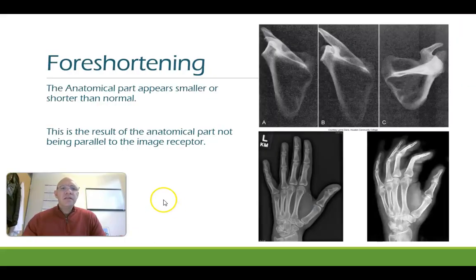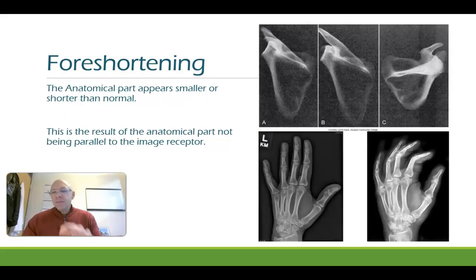All right, the other thing to discuss is foreshortening. And so instead of making the image longer, we're going to make it smaller than it really is. And so if we look at this top example, this is a scapula. So if we just took a scapula bone and we put it in the middle of our plate, we have a perpendicular beam, we would end up with a good representation of what that scapula looks like. So letter A is what a normal scapula would look like. Everything parallel, perpendicular, everything we wanted.